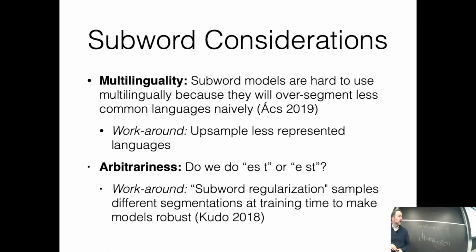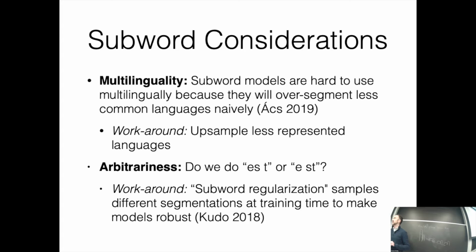The second problem with these is arbitrariness. As you saw in my example with BPE, ES, ST, and T end of word symbol all have the same frequency, right? So if we get to that point, do we segment ES or do we segment EST? This is also a problem, and it can actually affect your results, especially if you don't have a really strong vocabulary for the language you're working in or you're working in a new domain. There are a few workarounds for this.